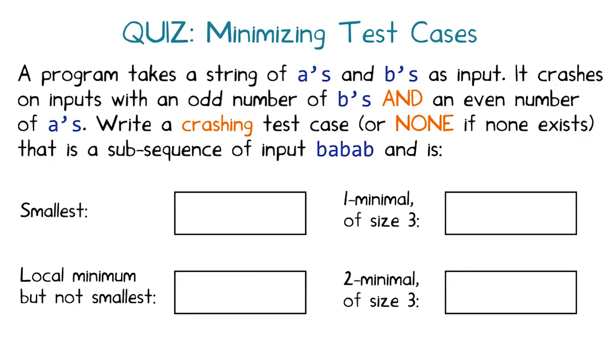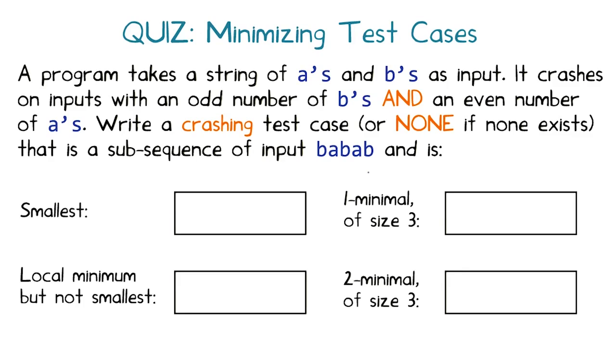Suppose a program takes a string of A's and B's as input, and it crashes if given an input with an odd number of B's and an even number of A's. Because BABAB has an odd number of B's and an even number of A's, it is a failing input to the program. If we take RP to be the empty input and RF to be BABAB and consider inserting each character to be a separate change, then CF will be a set of 5 elementary changes.